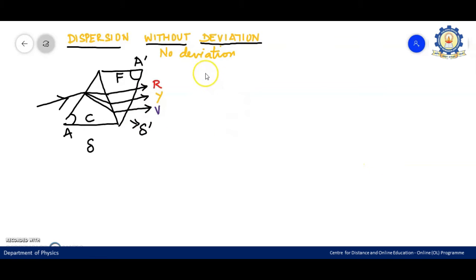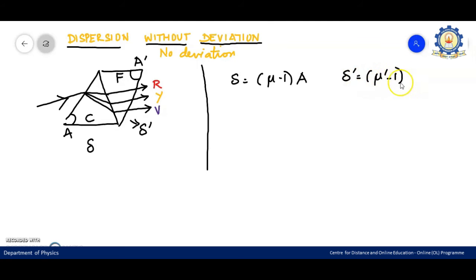Let me start with the deviation expressions. So for crown, you can write the deviation expression as del is equal to (mu minus 1) into A. And for flint, you can write del prime is equal to (mu prime minus 1) into A prime. So what is the condition in this? There should be no deviation. Then you can add both the deviations, that is del plus del prime is equal to 0. So let me substitute the expressions: (mu minus 1) into A plus (mu prime minus 1) into A prime is equal to 0.